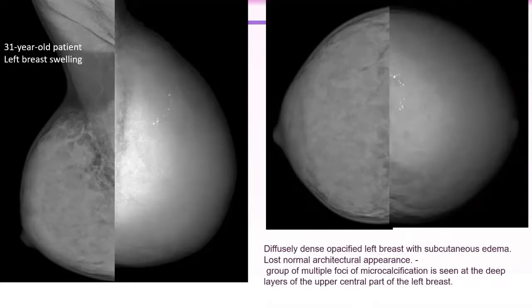So what is your differential diagnosis for this diffuse change, and some edema is there? What is your differential diagnosis for global asymmetry with microcalcification and edema? Inflammatory carcinoma. Inflammatory carcinoma, excellent. What else? Inflammation, and it could be mastitis. Mastitis, okay. What else?